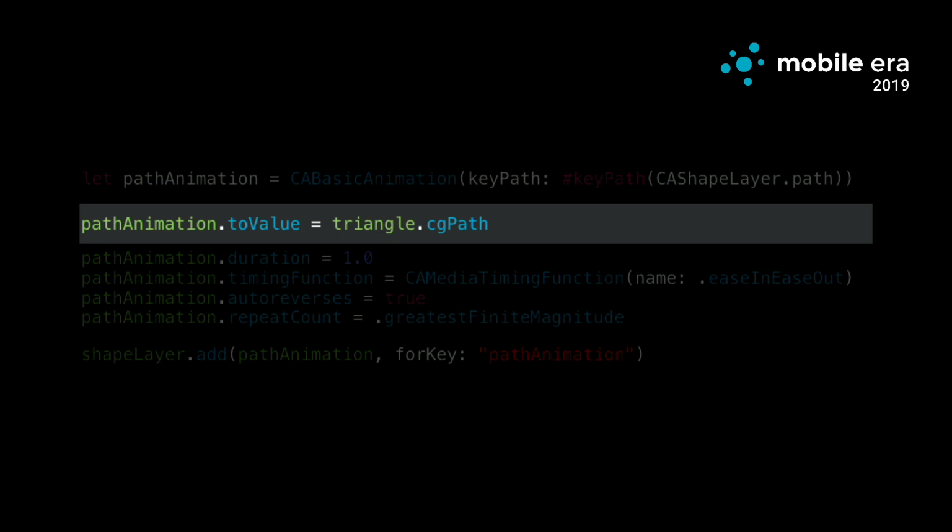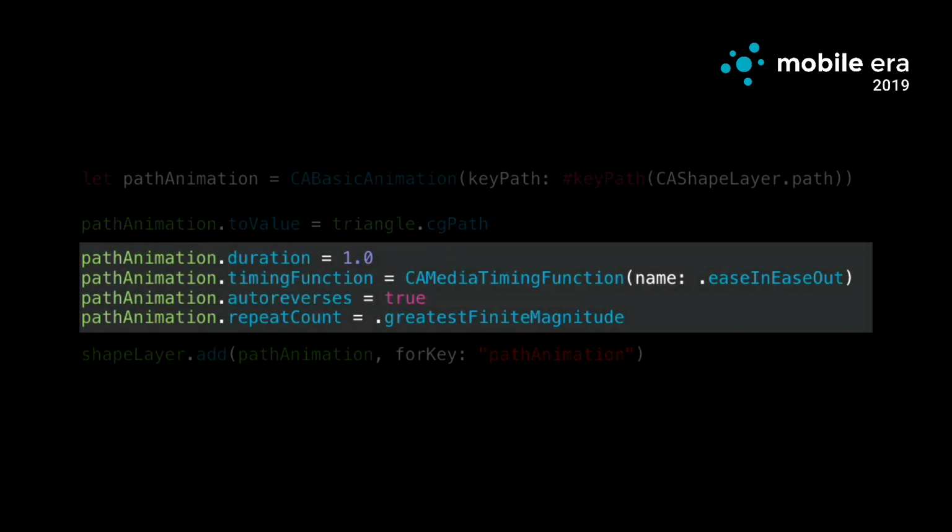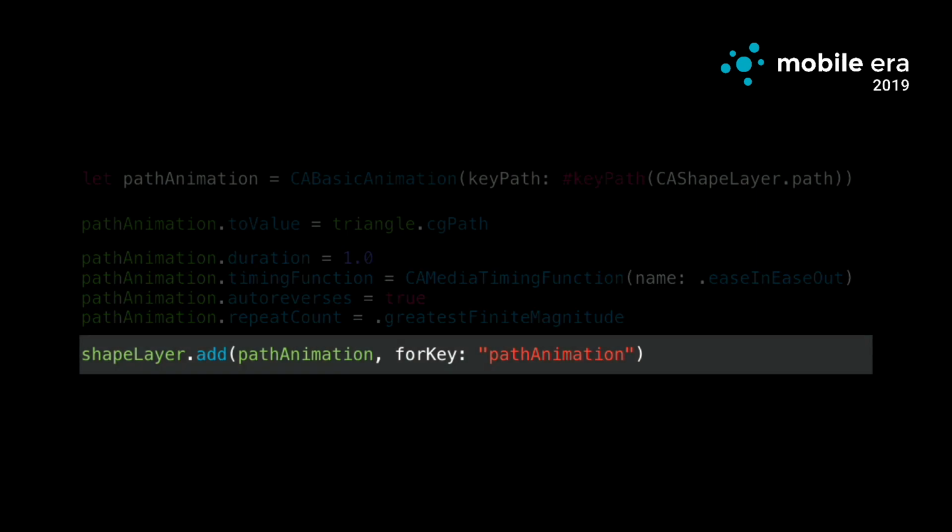Then we need to set what value we want to animate to. So in this example, we want to animate to a triangle. And then we can set multiple properties like duration, the timing function, the interpolation method, is it autoreverses, animating back and forth, and more. And then we just add it to our shape layer, and we need to set the key. It's a good way to do it, so we can reference it in the future. Once the animation has finished, we can catch the block, or if it's interrupted, we can catch that too.